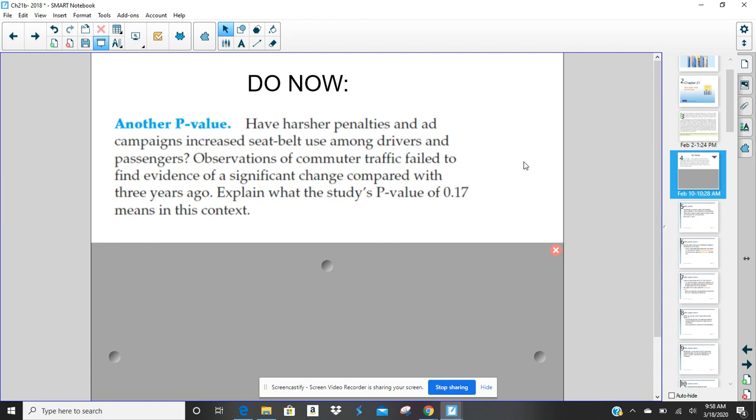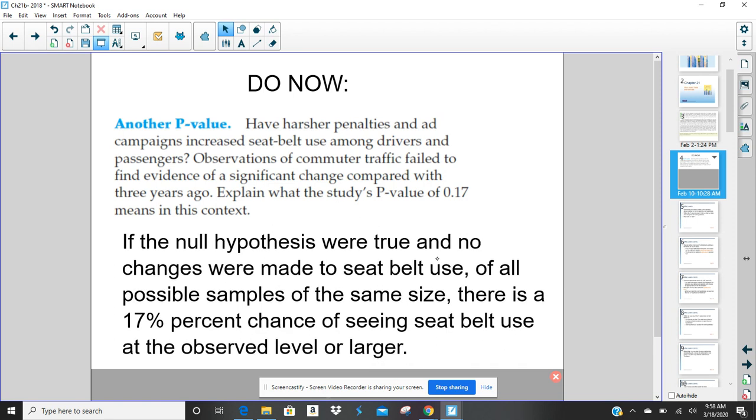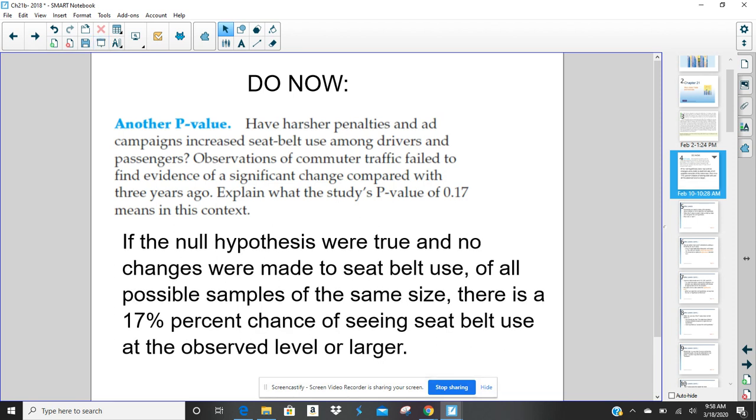Okay, so what I wrote down, similar: if the null hypothesis were true and no changes were made to seatbelt use, of all possible samples of the same size, there's a 17% chance of seeing seatbelt use at the observed level or larger. In this case, we did not see what the percentage is. So we have to say that this is the case. And now I'm looking at this here, that they compared with 3 years ago, find evidence that. Okay, so there we go.